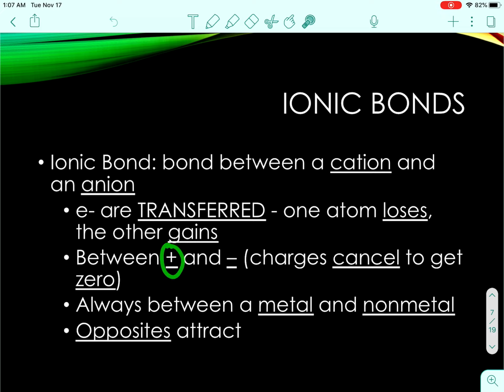Another way to look at this is that it's always between a positive ion and a negative ion. And if you look at the charges, we're going to do some examples. When you look at those charges, the charges will cancel out to be zero overall. They will become neutral. And another way to look at ionic bonds is that it's always between a metal and a non-metal. Think of this as like opposites attract, right? Cation and anion, positive and negative, metal and non-metal. Okay, opposites attract.